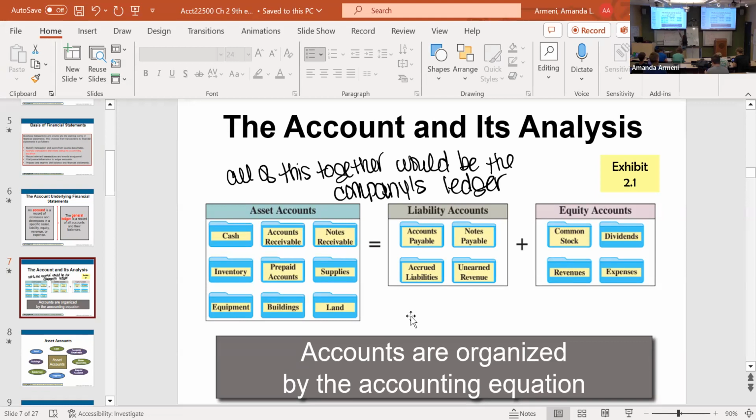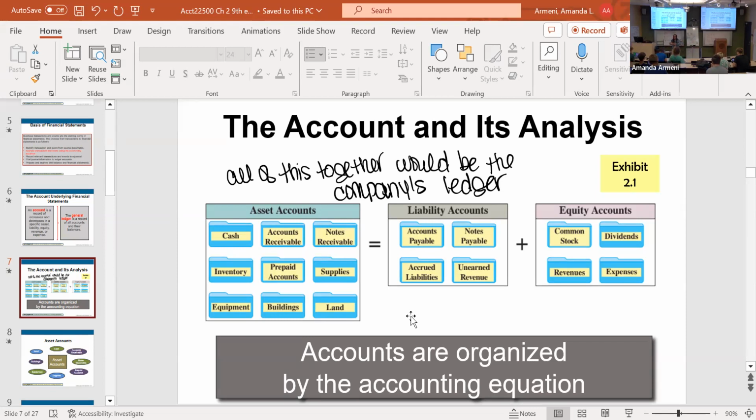So if we look at all three of those drawers together, that's our general ledger. We're looking at every account that is included in our accounting equation and accumulating all of that information into one place. That's called the general ledger.